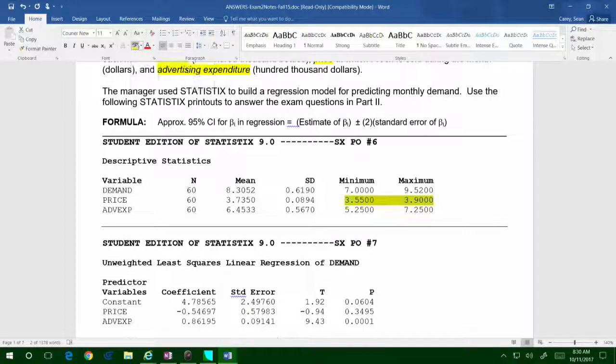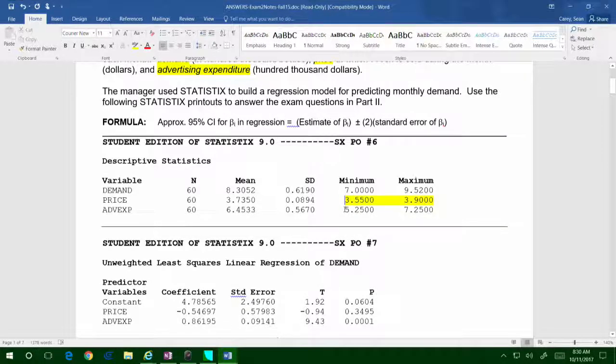$3.55 to $3.90. So I shouldn't be trying to predict the demand for a month where the price is set at, say, $4, that's outside the range, or when the price is set at $2, that's outside the range. I need to restrict my range, that my value of that X between 3.55 and 3.9.